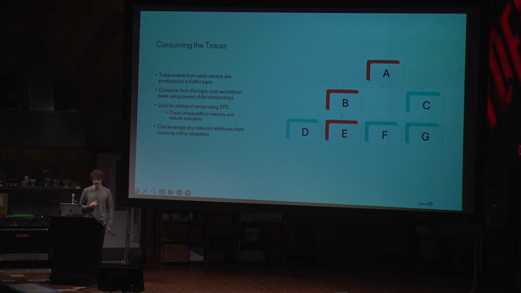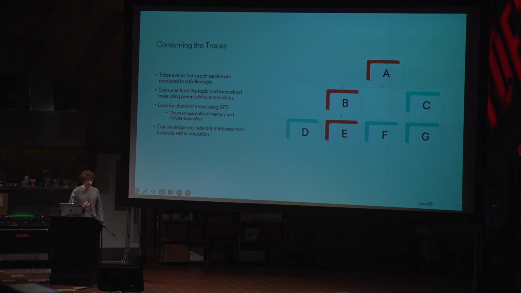We do this in near real time for every trace that we've gotten a head sample of. Currently we're doing a 20% sample of all the requests through LinkedIn. We then count these paths. So in this case, ABE would be considered an error path. And then we record the trace ID as an exemplar, because what we'll see later is we use that in order to help with the debugging experience.